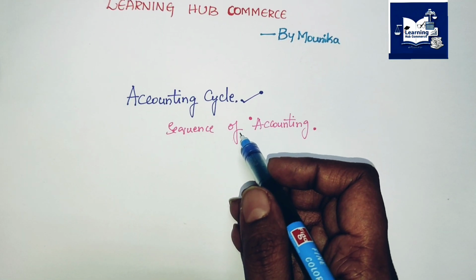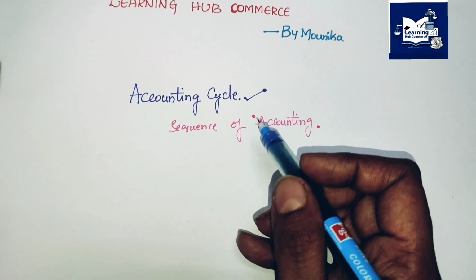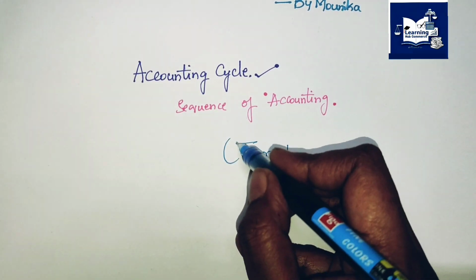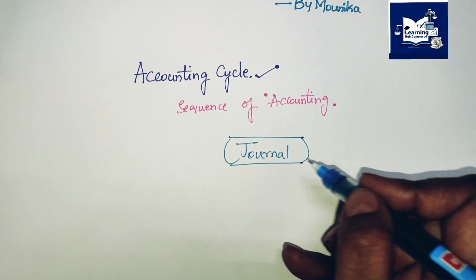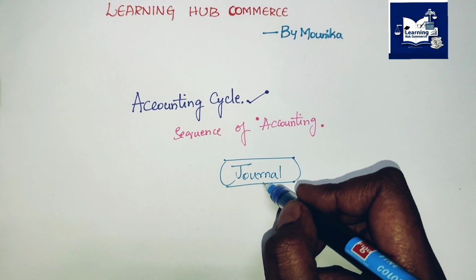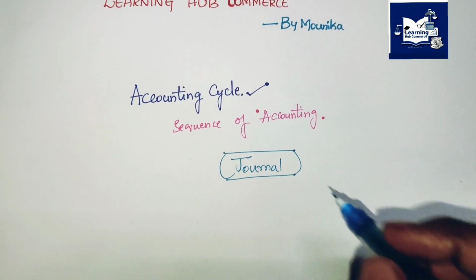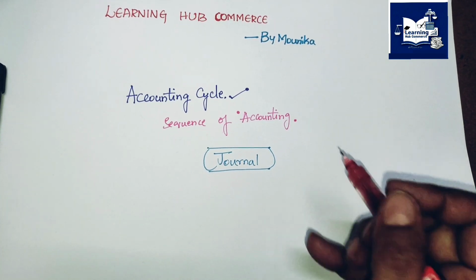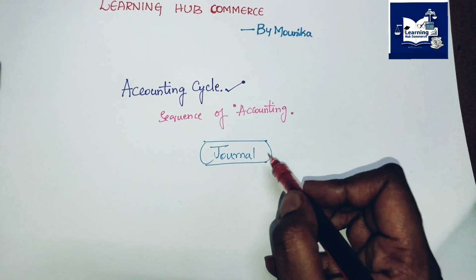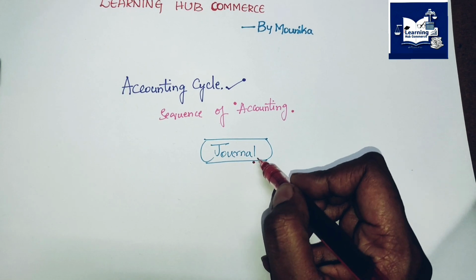Right? So here comes the first step in the accounting cycle, that is journal. So here, recording transactions in the books of original entry. All the business transactions, whatever we have done, those transactions should be recorded as an entry in the journal as and when they take place.